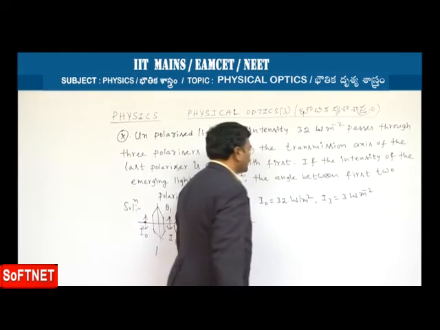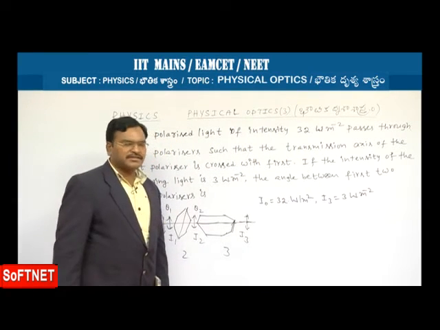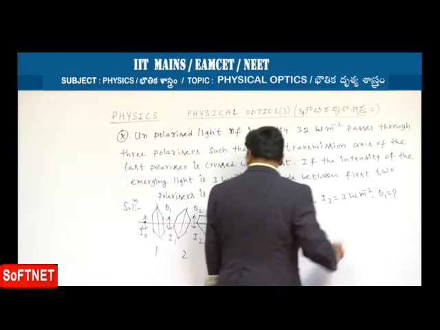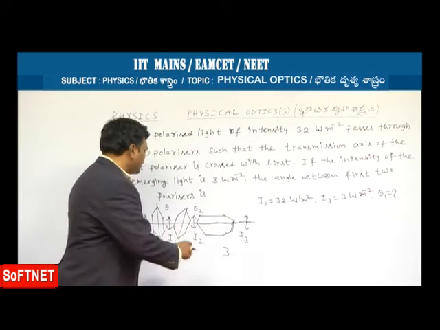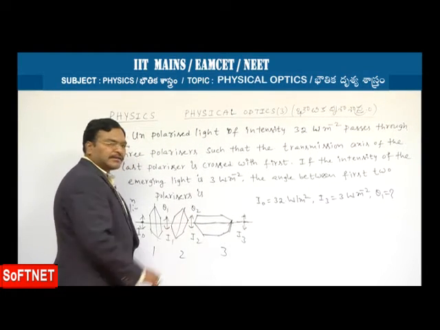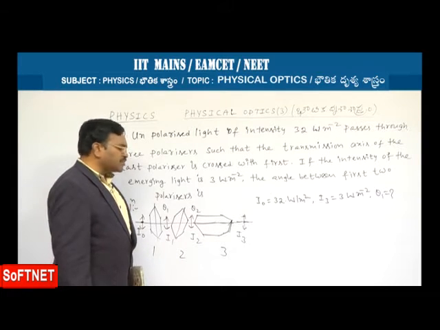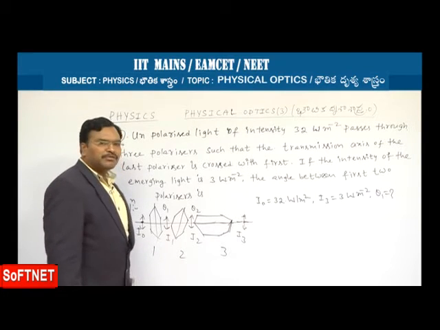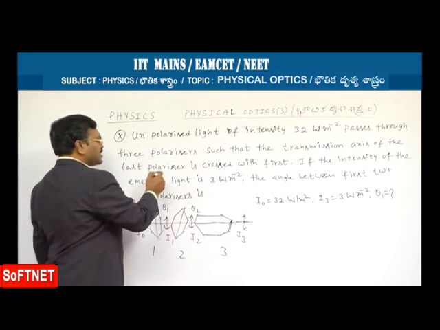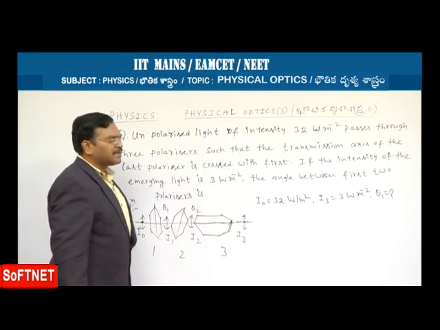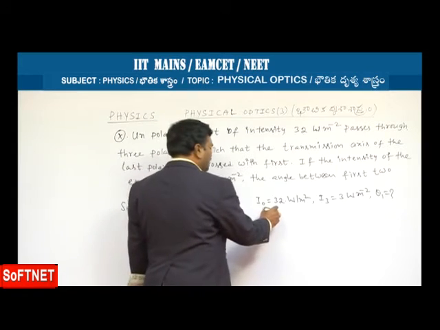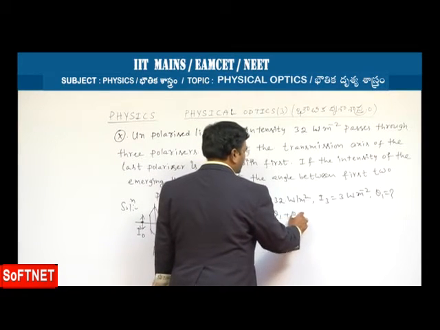Now, what is the question? The angle between the first two polarizers. Let theta 1 be the angle between the first two polarizers, and theta 2 the angle between the second and third polarizers. According to the question, theta 1 plus theta 2 is 90 degrees. Why? Given that the transmission axis of the last polarizer is crossed with the first. Crossed means perpendicular.